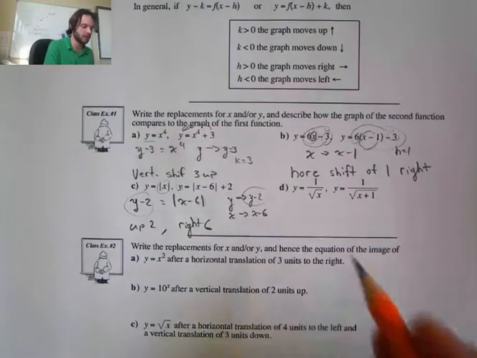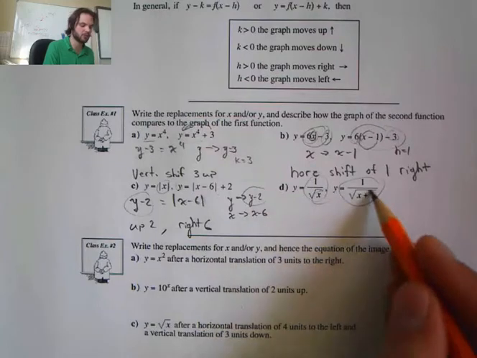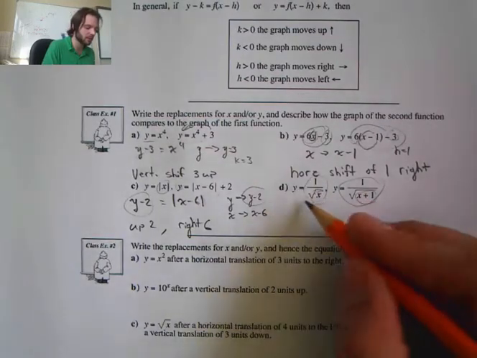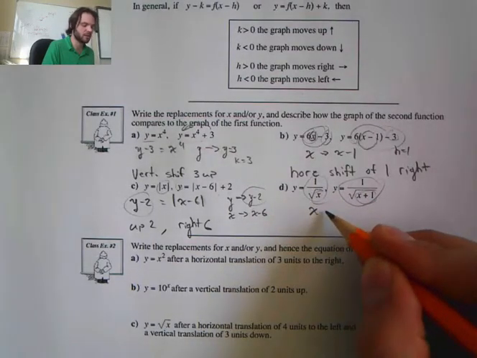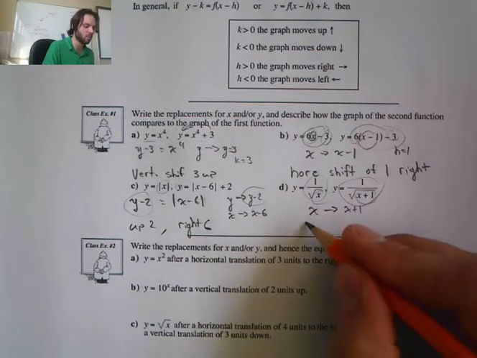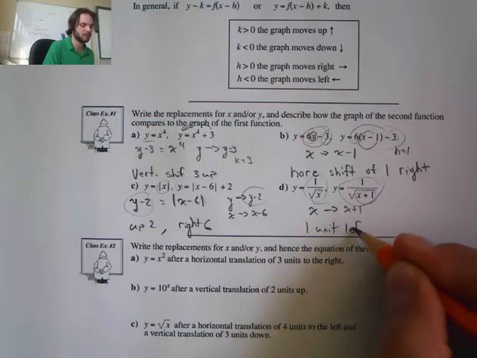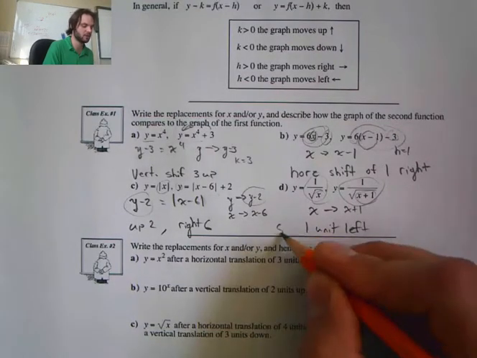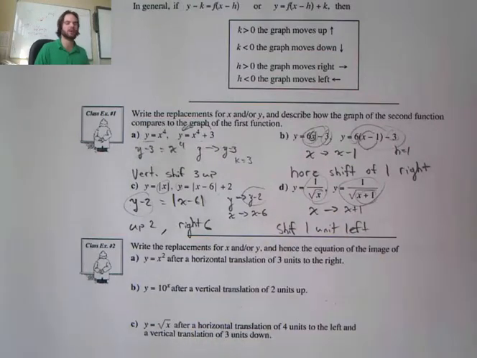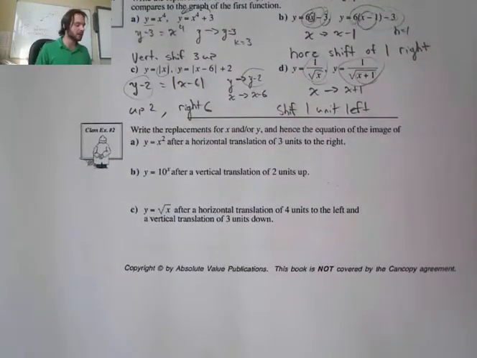All right, if I look at D, we have this and this. What's changed? X is replaced with x plus 1. So we have x that went to x plus 1. So that is 1 unit left. We have a shift of 1 unit left. Okay, or a translation of 1 unit left. All right, let's take a look at number 2.